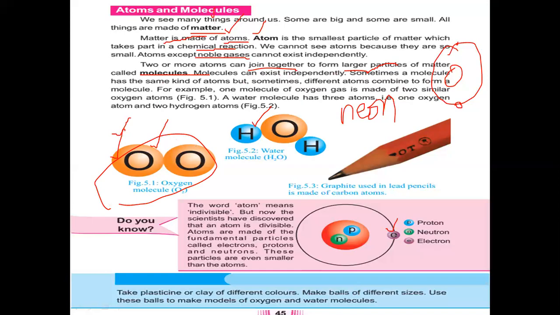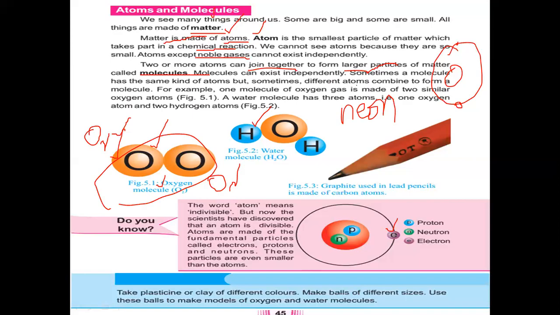For example, here is O. O is the symbol of oxygen, the oxygen gas which we inhale. So two atoms of O, or oxygen, combine, so they form an O2 molecule. O2 means there are two atoms of O. So now it can exist independently. This molecule can exist freely. It can live freely. It can go anywhere freely. So the gas which we inhale is not only O, but it is O2.